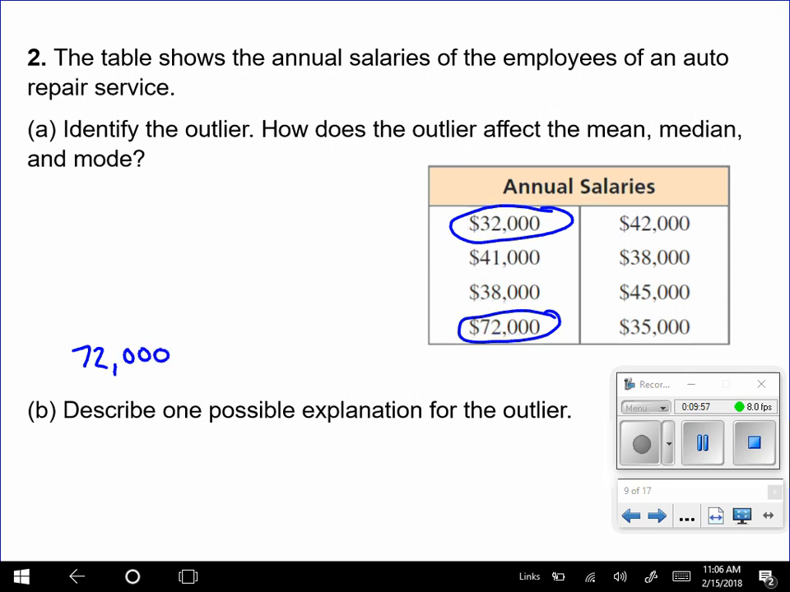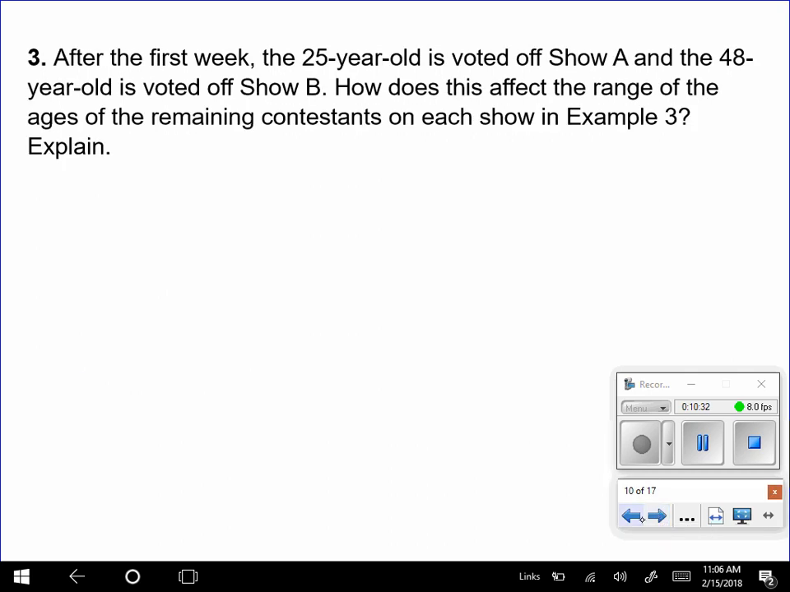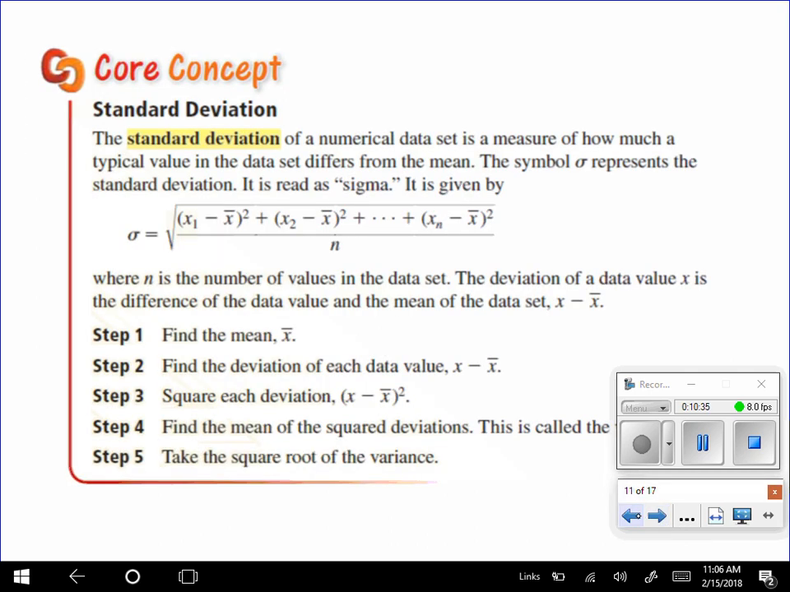You could describe one possible explanation for this outlier. That's up to you. But what I want you to do is find the mean, median, and mode, and we already did the range for these. And then think about how this 72,000 would affect these. If you took that out, what would happen to the mean, median, mode, and range? That's what I want you to look at right there. I know a lot of this is on your own, but you have done mean, median, mode, range for a long time. So I think that ends what we're going to do today.